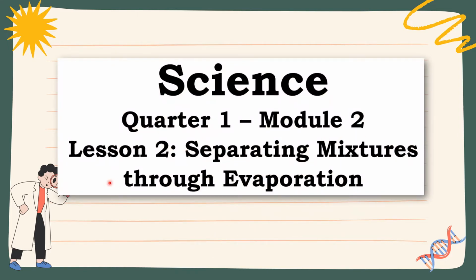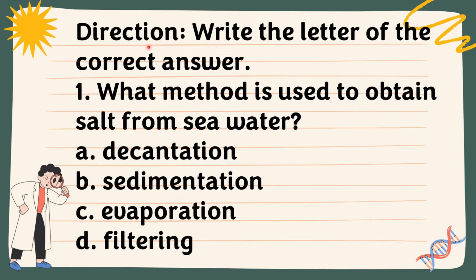Quarter 1, Module 2, Lesson 2, Separating Mixtures Through Evaporation. Direction. Write the letter of the correct answer. Number 1, what method is used to obtain salt from seawater? A. Decantation, B. Sedimentation, C. Evaporation, or D. Filtering. The correct answer is letter C. Evaporation.